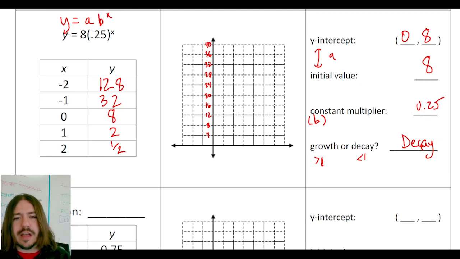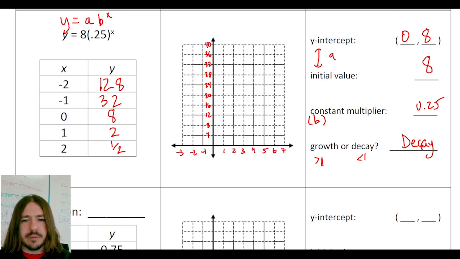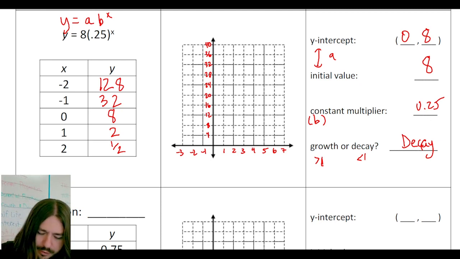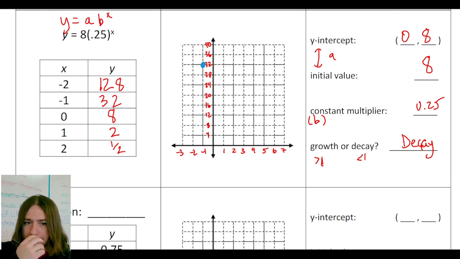Okay, so now that I've got all that labeled, I'm going to go ahead and start plotting points. So I've got negative 2 comma 128, it's not going to fit on there, but negative 1 comma 32 is. So I'm going to plot that point. Let's actually use a different color here so it can stand out a little bit more. And then 0 comma 8 is going to be way down here. 1 comma 2. And then 2 comma 1/2.